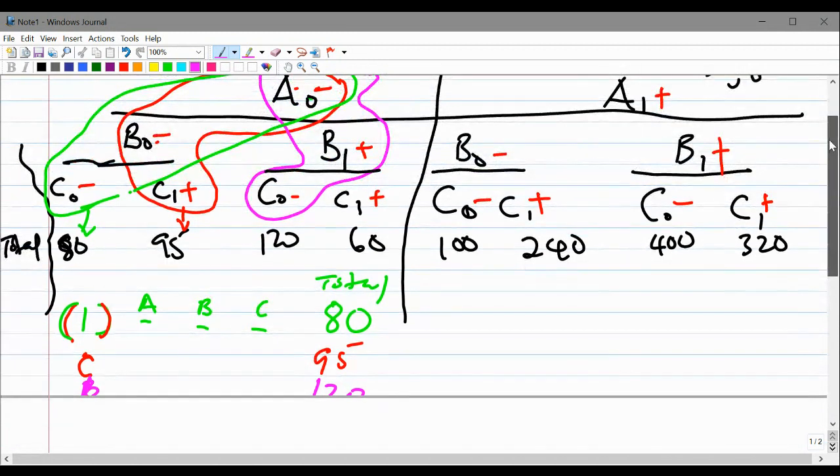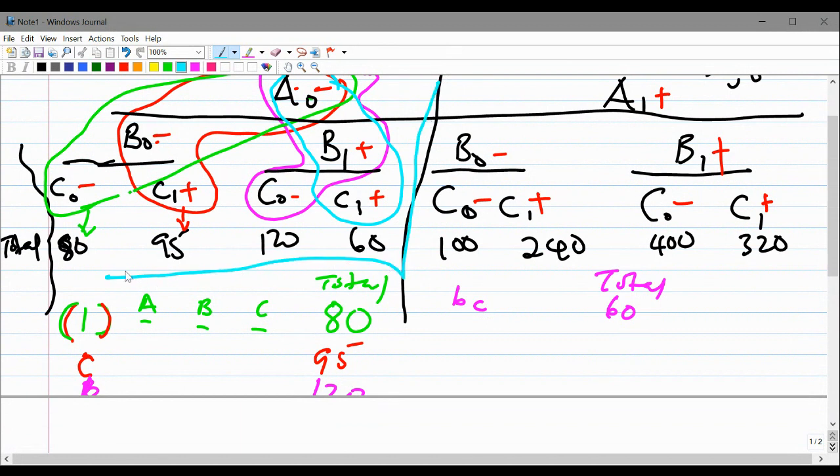Which one did you manage to get, my sister? BC. What is the total for BC? 60. She managed to get it by doing this. When A is at lower level, B is at higher level, C is at the higher level, she managed to get 60. So from this side only up to here, you managed to get how many treatment combinations? 1, 2, 3, 4. So it means the other 4, you will get them on the other side.